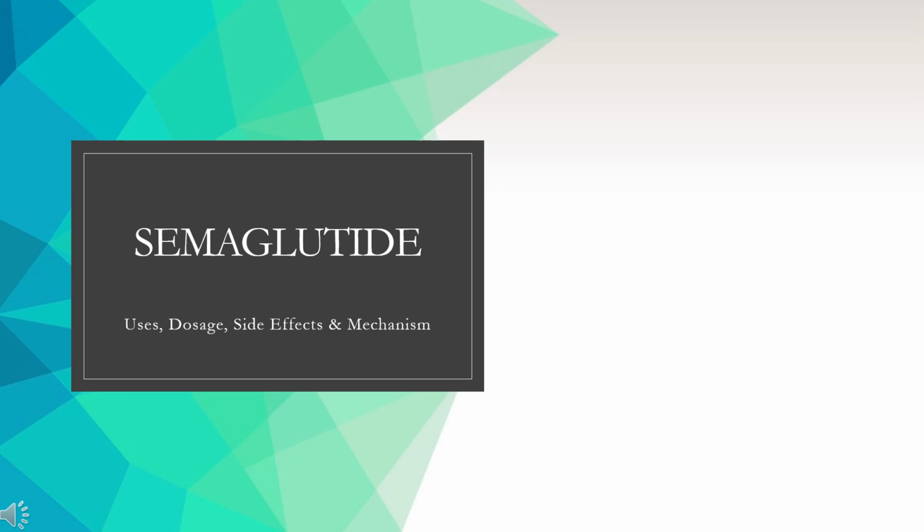Semaglutide is a glucagon-like peptide 1 receptor agonist used to improve glycemic control in type 2 diabetes mellitus. In this video, let's find out: What is semaglutide? What is semaglutide used for? Contraindication. What are the side effects of taking semaglutide? How does semaglutide work? How to use semaglutide?